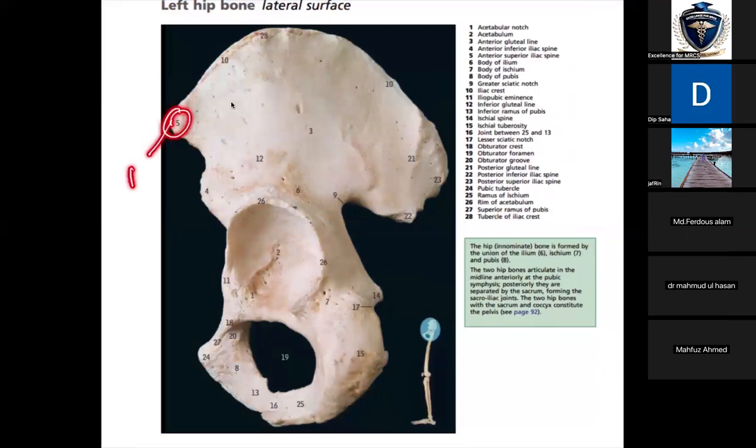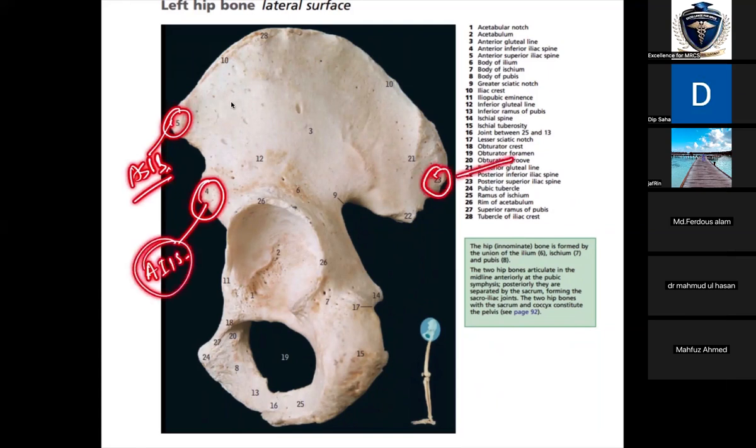Now tell me what is number 5? Anterior superior iliac spine. What is number 4? Anterior inferior iliac spine. Very good. What is number 23? Posterior superior iliac spine. What is number 22? Posterior inferior iliac spine. Excellent.